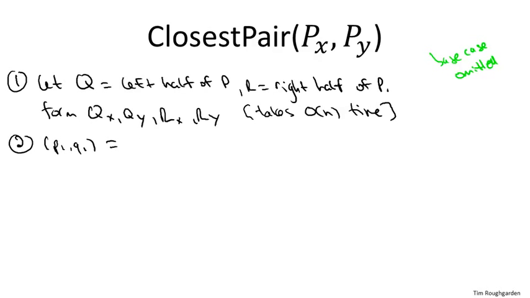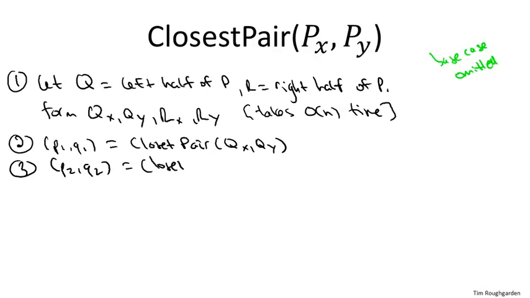When we invoke closest pair on the left half of the points, Q, we're going to get back the closest pair of points amongst those in Q. We're going to call those P1 and Q1. So among all pairs of points that both lie in Q, P1 and Q1 minimize the distance between them. Similarly, we're going to call P2, Q2 the results of the second recursive call. That is, P2 and Q2 are, amongst all pairs of points that both lie in R, the pair that has the minimum Euclidean distance.